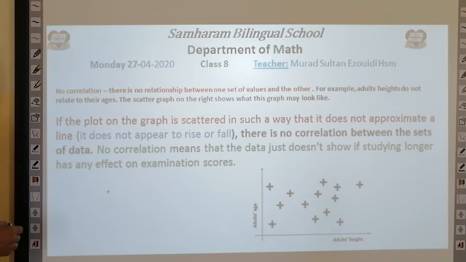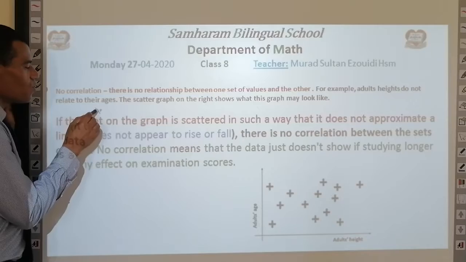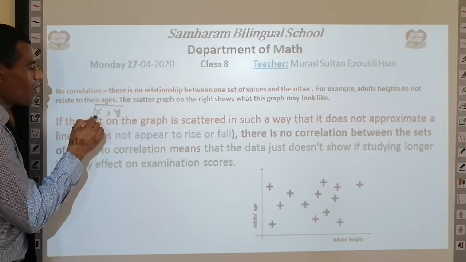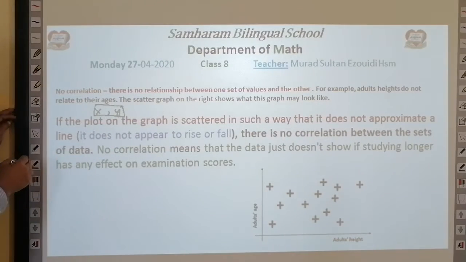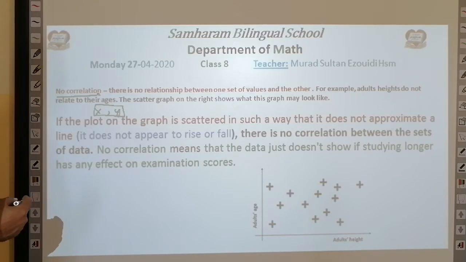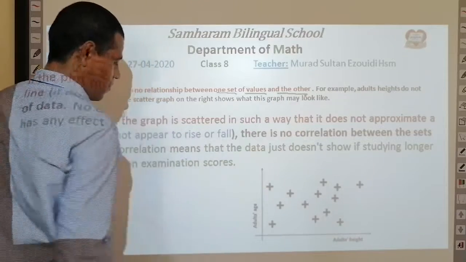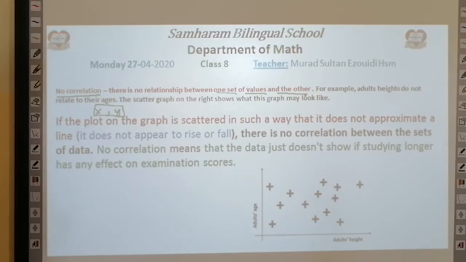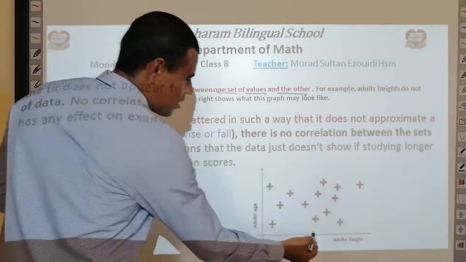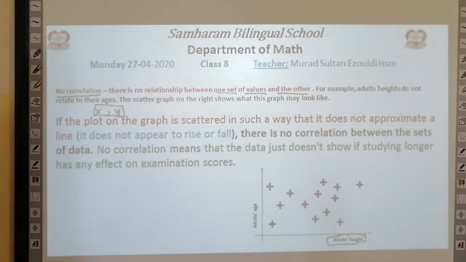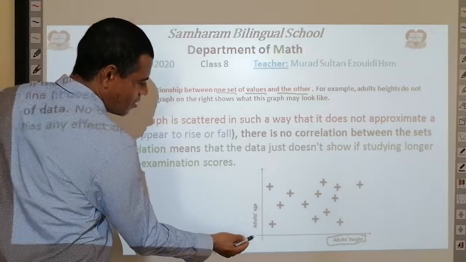Now let's see where we have no relationship between two variables or two quantities x and y. If we don't have any relationship between x and y, it's called no correlation. It means there is no relationship between one set of values and the other. For example, adults' height doesn't relate to their ages.